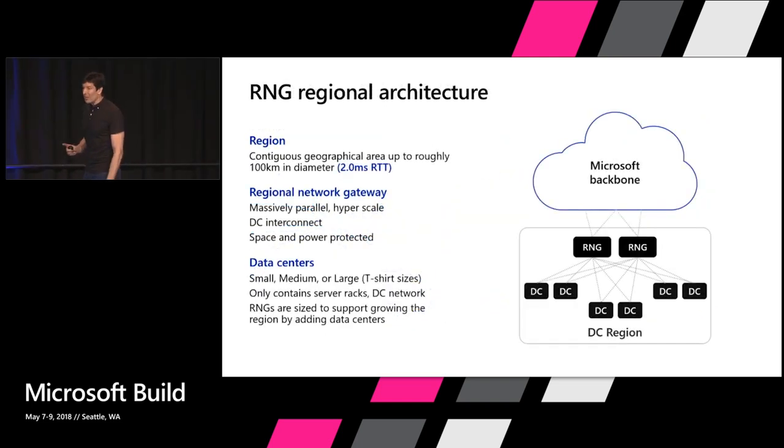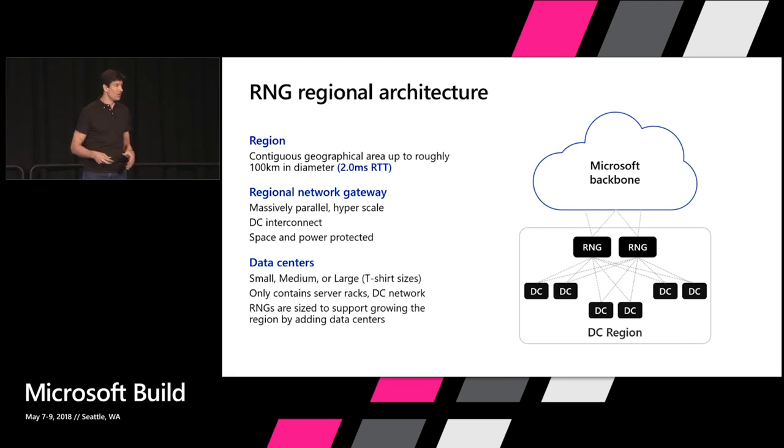If you take a look within the regional network architecture, so this is the connection between data centers in a region. Like I mentioned, many of our regions consist of more than one data center, some of them up to a dozen or more data centers. And we connect them with something called RNGs, regional network gateways, you can see.